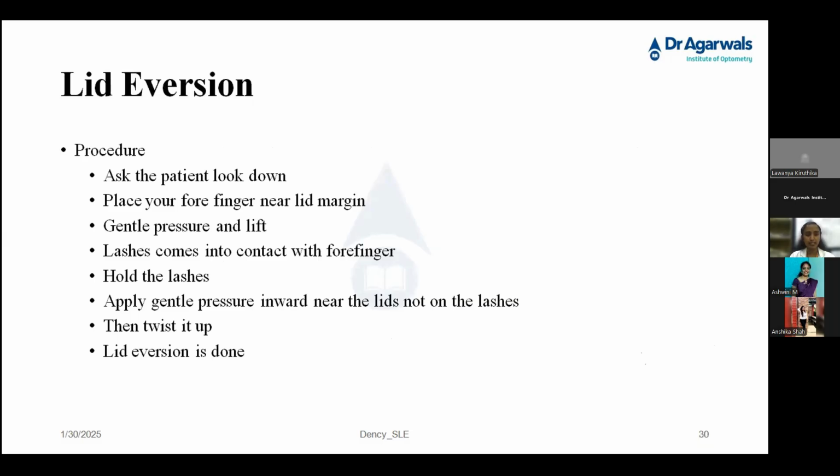Lid eversion procedure. Ask the patient to look down, place your forefinger near the lid margin, gently apply pressure and lift. The lashes come into contact with the forefinger. Hold the lashes. Apply gentle pressure inward near the lid, not on the lashes. Then twist it up.